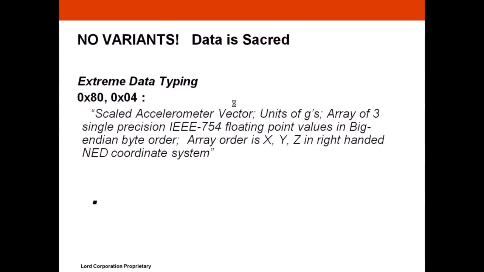One of our precepts to the MIP protocol is no variance, data is sacred. And I'm going to read this literally because it's very important. I call it extreme data typing. If you get a descriptor set of hex 80 and a descriptor byte of 04, this means it's a scaled accelerometer vector. The units are G's. It's an array of 3 single precision IEEE 754 floating point values in big endian byte order. Array order is XYZ in a right-handed north-east-down coordinate system.